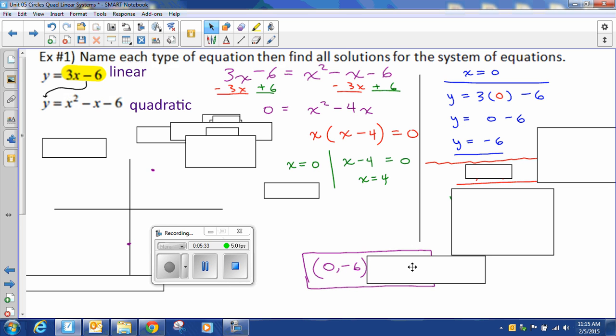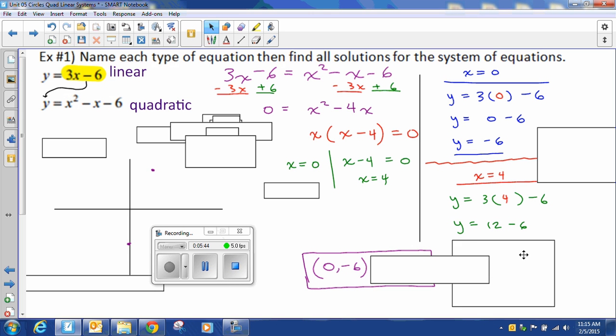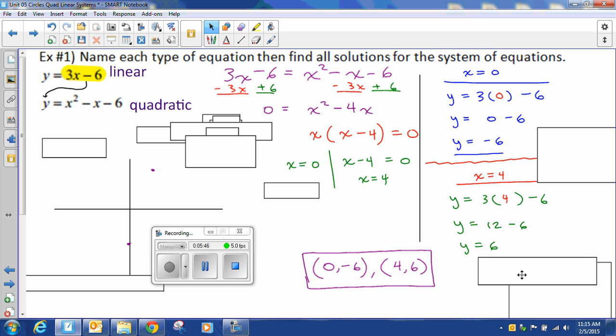So one of the solutions is (0, -6). This is one of the ordered pairs. Now we're going to plug in 4. 4 gets plugged in for x. 3 times 4 is 12, 12 minus 6 is 6, and my other ordered pair is (4, 6).